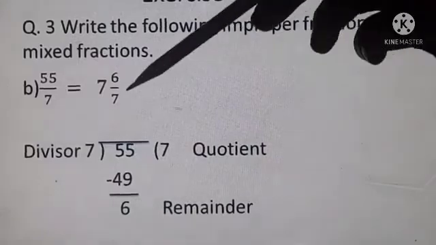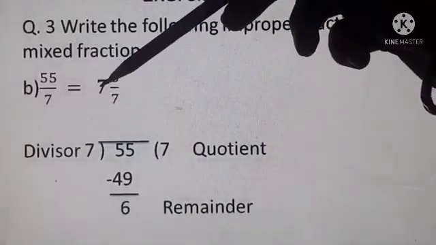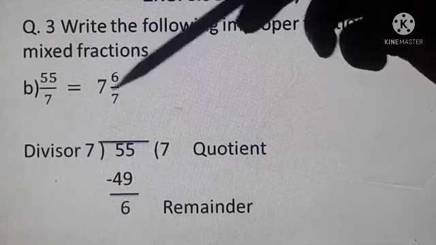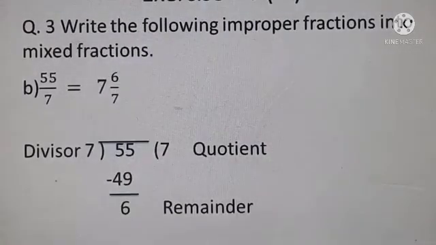You can check your answer from here. 7 sevens are 49. 49 plus 6, 55. 55 upon 7. Yes, correct.